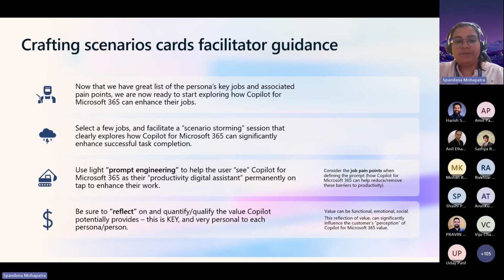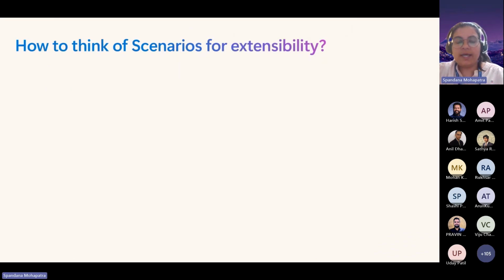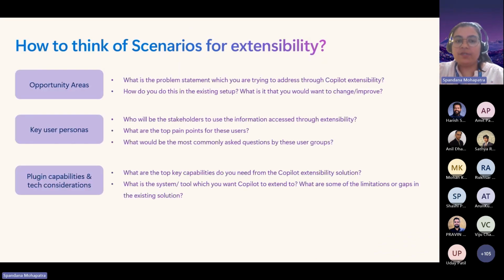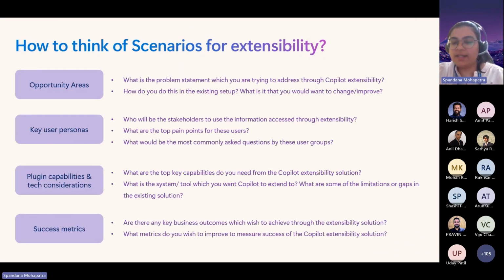So just to wrap up, here are a few questions for you to start thinking about when you're thinking of scenarios for a plugin. The first thing is obviously to understand what problem statement you want to target. What is the problem right now with your existing database or your existing information system, and what is it that you want to change or improve?